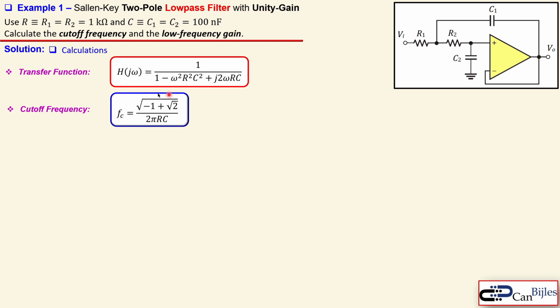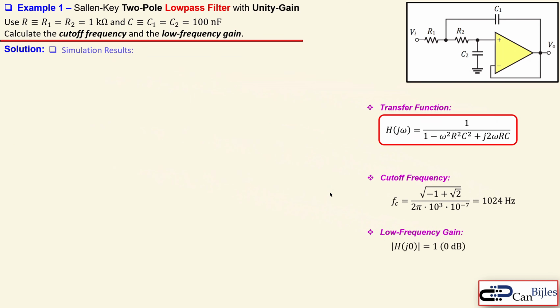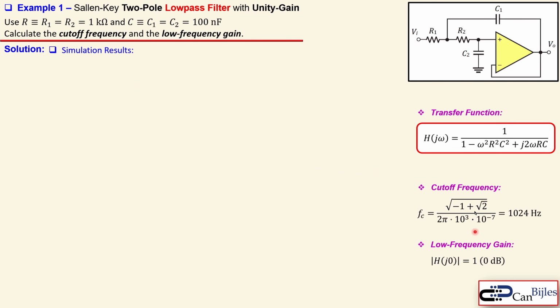Now if I want to know the cutoff frequency, I just use the resistor and the capacitor value here, and that's shown here, and that will give me almost 1 kilohertz, so 1024 hertz. The low frequency gain is here given by the value for the magnitude of this one, where you substitute omega is 0. That will result in 1 or 0 dB. That's the result for the calculation. Now bring all these results here.